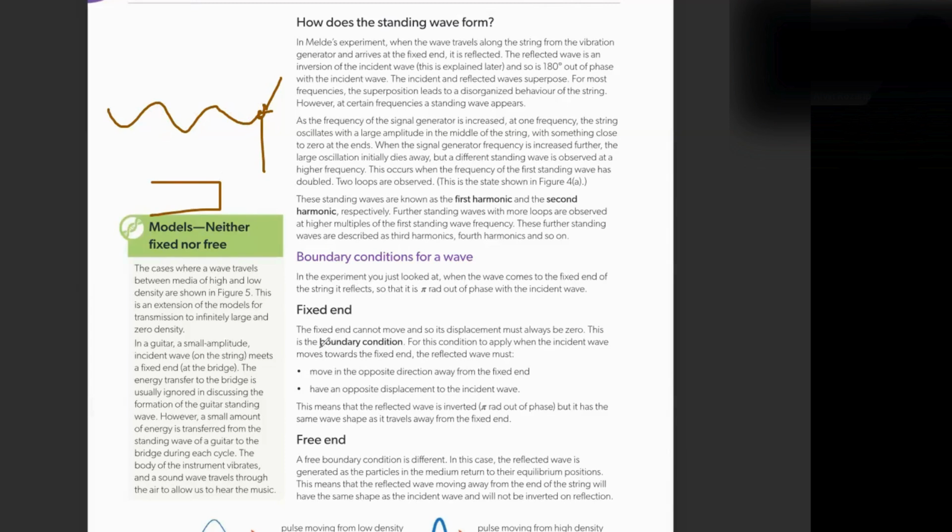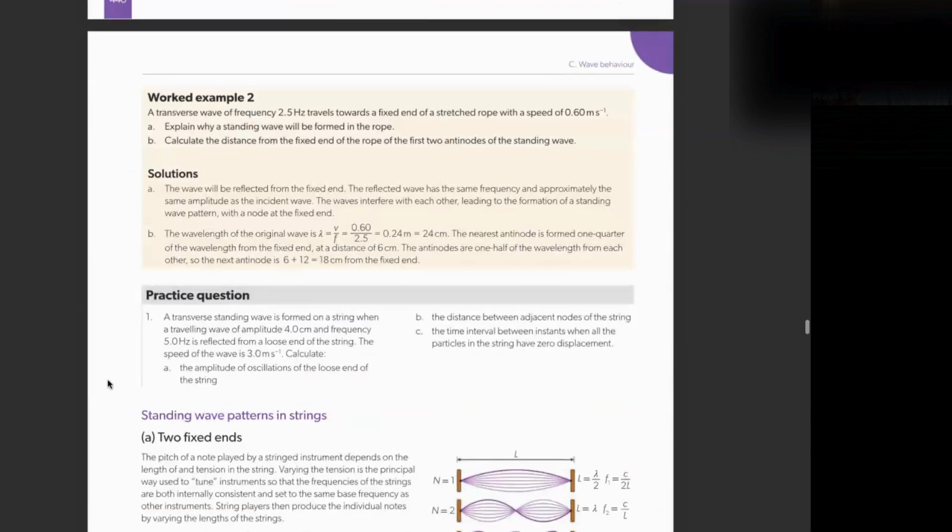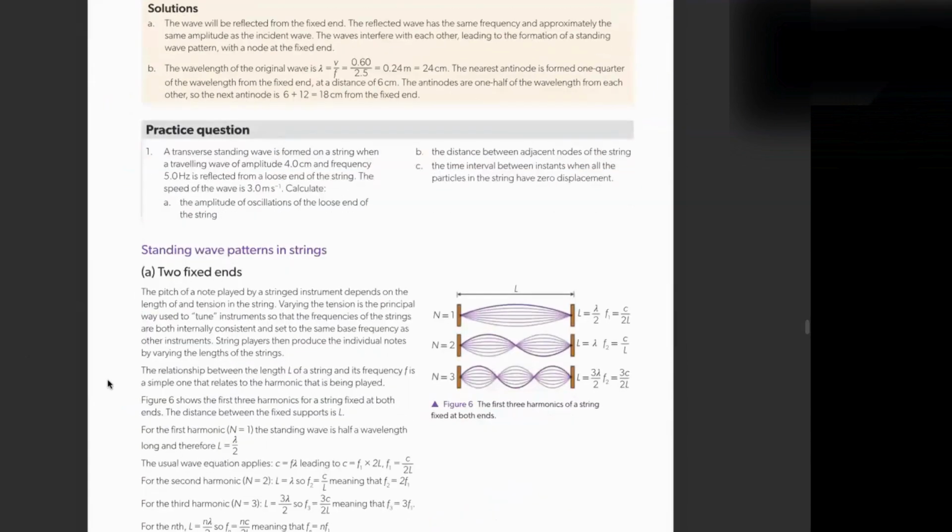So it's going to eventually do the work of a closed boundary pipe. The fixed end cannot move, so displacement always must be zero. So here there will not be any displacement, and there will be a phase difference of 180°. And the reflected wave moves in the opposite direction from the fixed end, with an opposite displacement to the incident wave. That means opposite displacement means you are having phase difference of 180°. We will see the mathematics of everything, but we will first try to understand the difference. Then we will go to the mathematics. There is a lot of mathematics involved here.